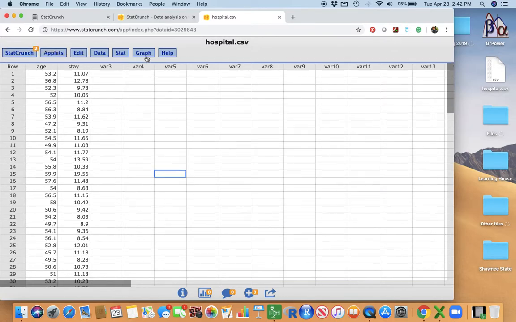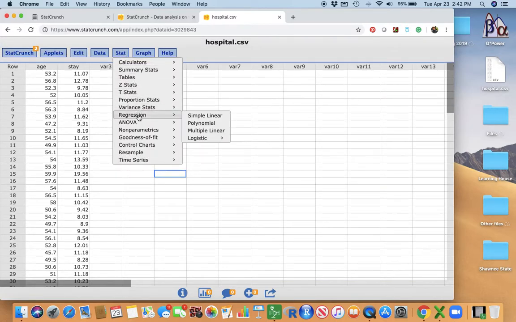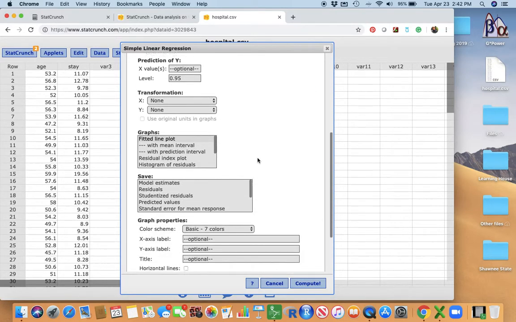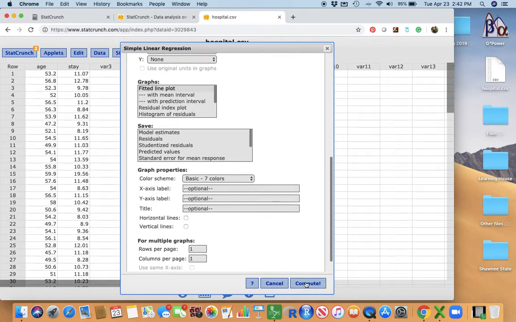So let's do that. So I can go stat, regression, simple linear. So my X is age, my Y is stay, and let's go for it.